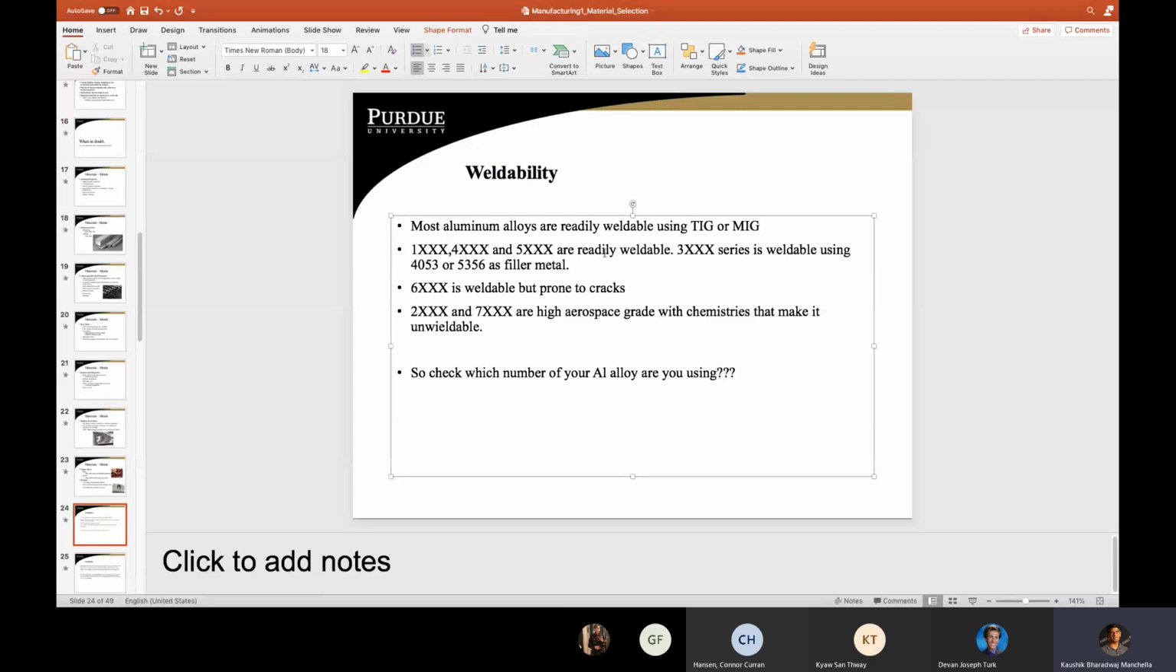I've been mentioning weldability. Most steel and aluminum are generally weldable. Aluminum depends on the kind of alloy. One thing to consider or read up on is specifically what alloy you're using before you're welding anything. Some alloys are more brittle, like the 6000 alloys. You can weld them, but because of their brittle nature, they're going to be prone to cracking.